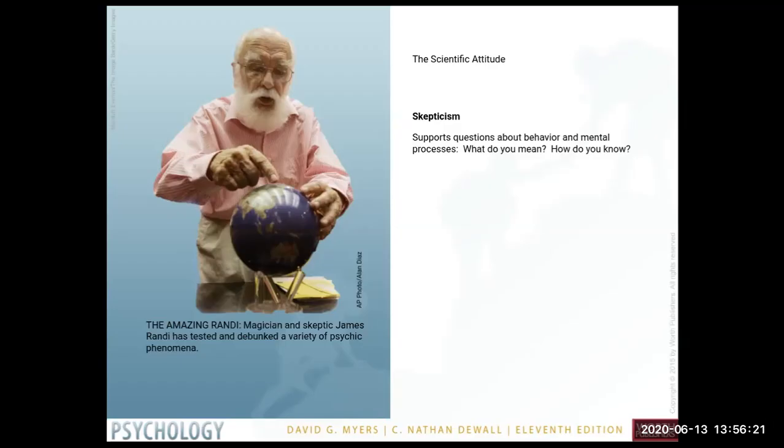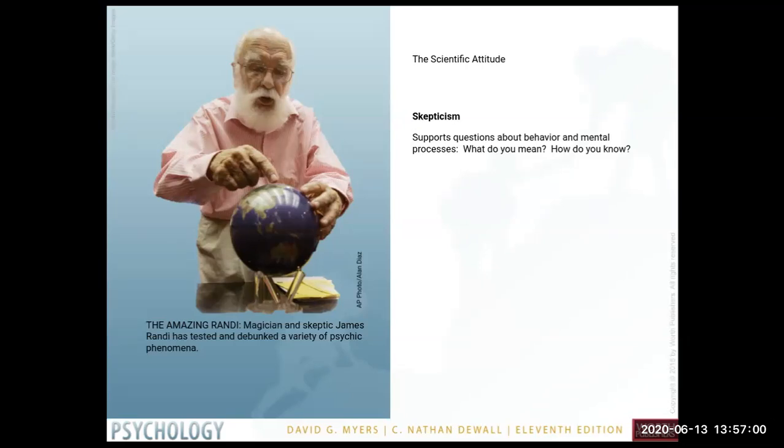There was a man named the Amazing Randy that is pictured on the left. And the Amazing Randy is a famous magician and skeptic. He had a challenge from the 1960s until he just died a few years ago, where he asked people who said that they had psychic abilities to prove it to him. And if they could show him scientific proof that they had these abilities, he would give them $1 million, which of course was worth a lot more in 1960 than it is today.